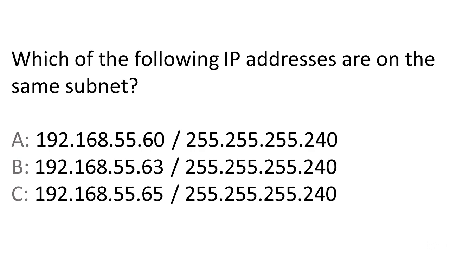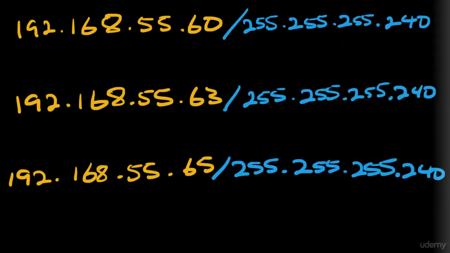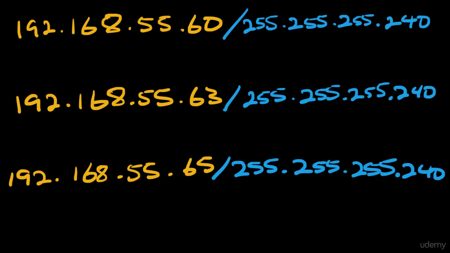Which of the following IP addresses are on the same subnet? I'm going to show you two ways to solve this problem. The first way is my preferred method. Here we have 192.168.55.60, .63 and .65.